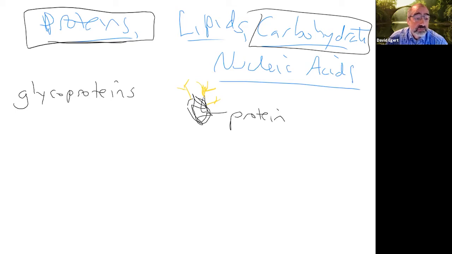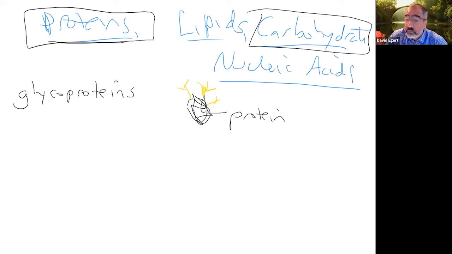So in fact, a big part of the way your cell looks from the outside is all these glycoproteins embedded in the membrane, giving it specific looks. So glycoproteins are just proteins with sugar groups, again, glyco, sugar.